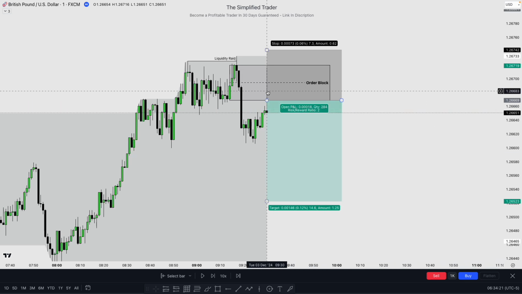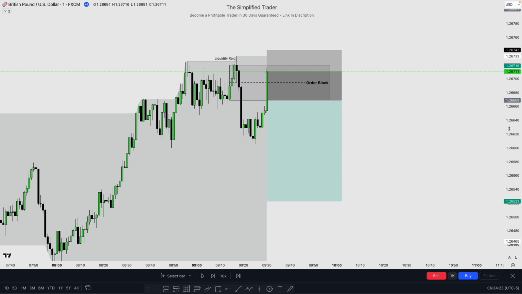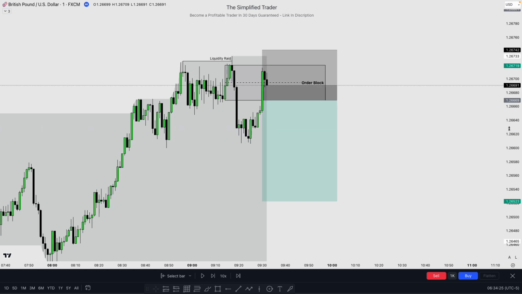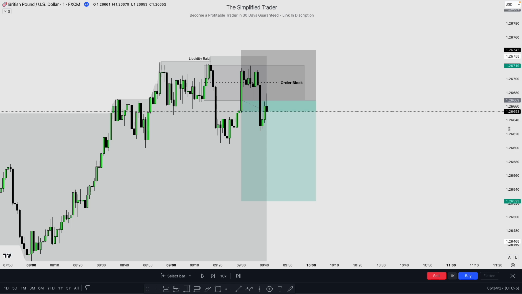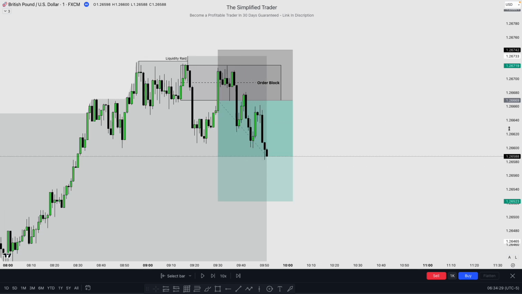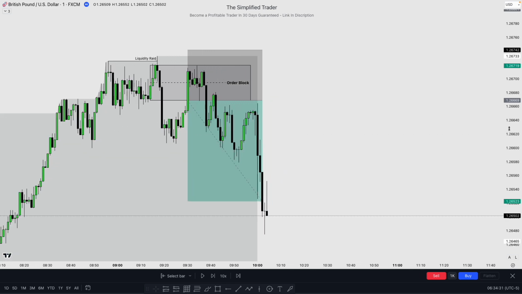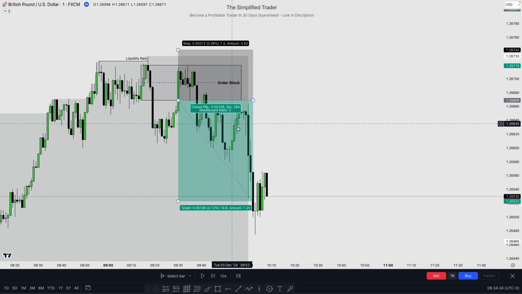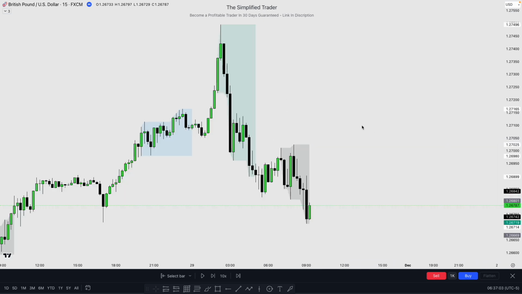We get tagged in at 9:30, which we should get tagged in, and we let this thing play out. We have a little bit of drawdown, but ultimately price runs lower and hits my take profit. Here we have a next example. And in this example, I'm going to share something else with you.